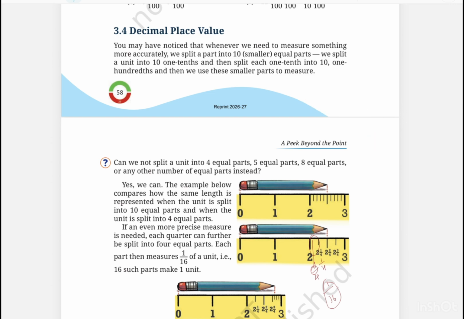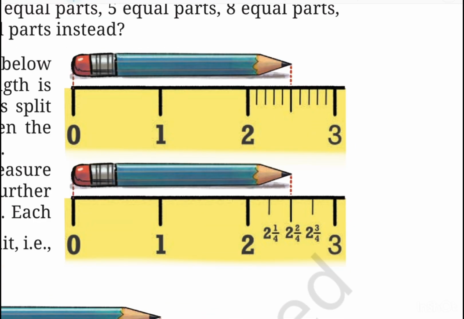Can we not split a unit into 4 equal parts, 5 equal parts, 8 equal parts, or any other number of equal parts instead? Yes, we can do that. Here we have divided the unit from 2 to 3 into 10 units.